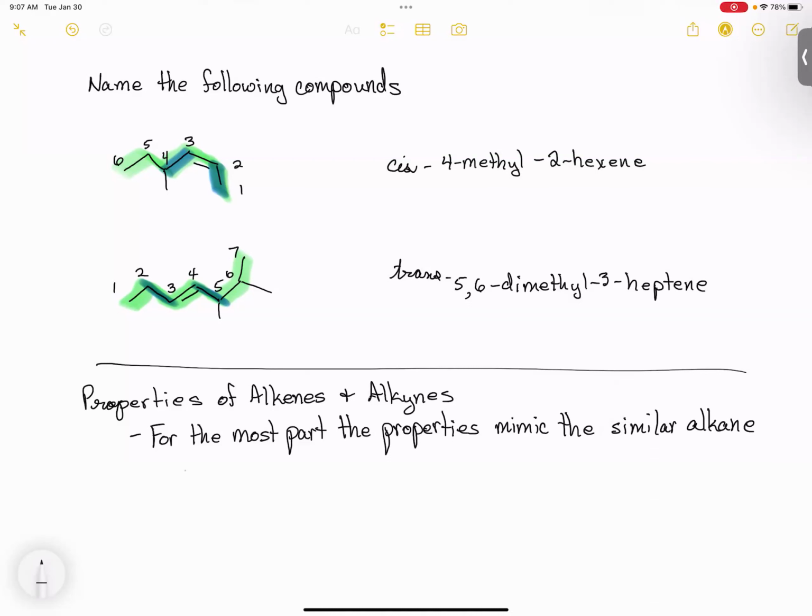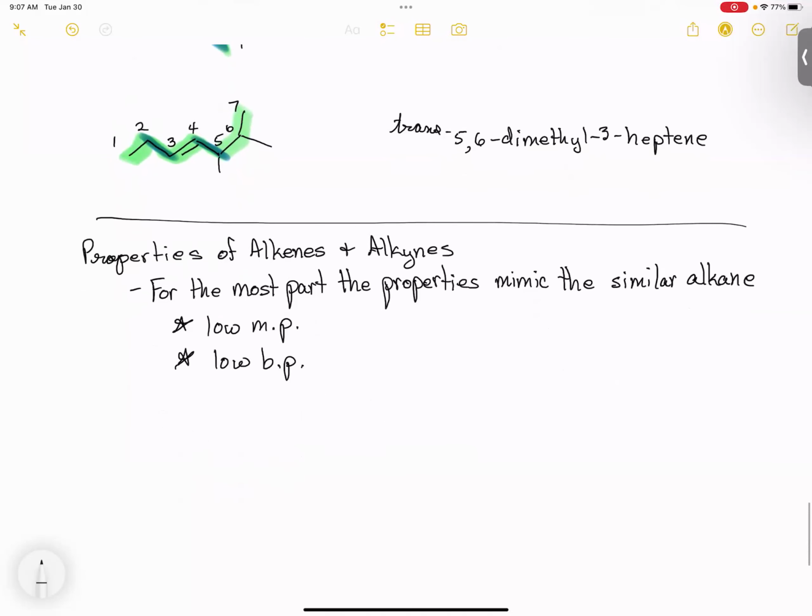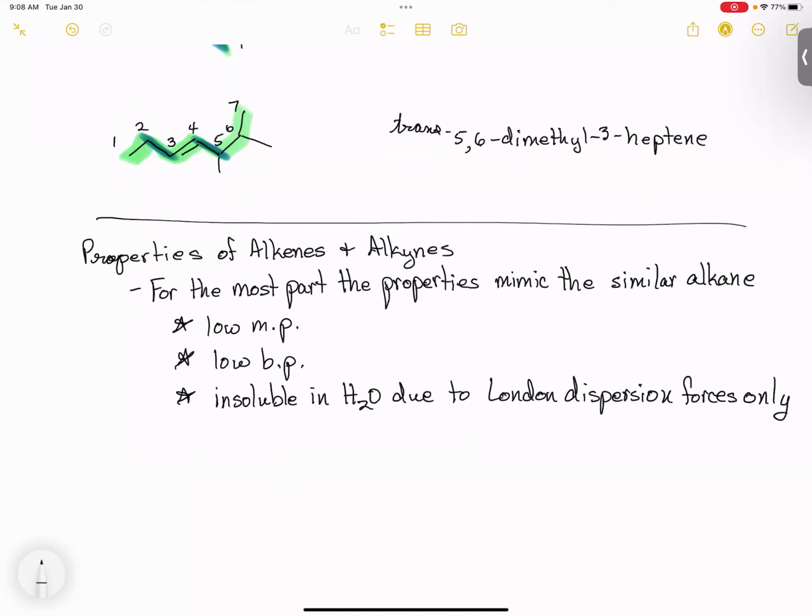What I mean by that is we're talking low melting points, low boiling points, and insolubility in water, due to London dispersion forces. We're talking that they are still flammable.